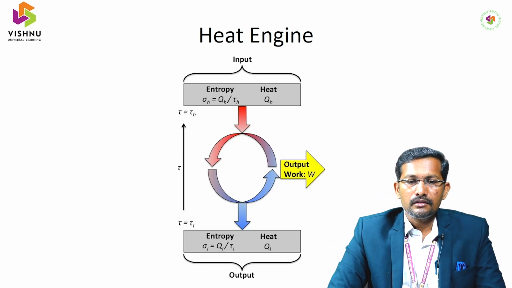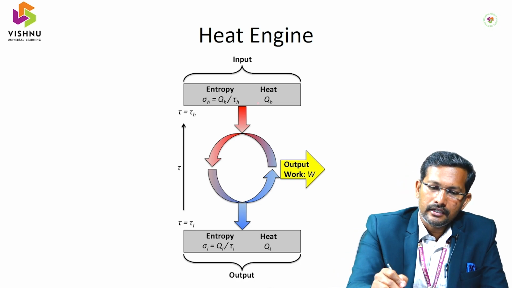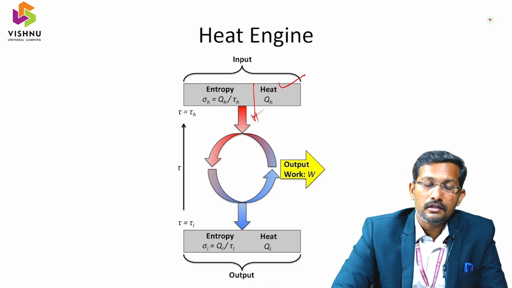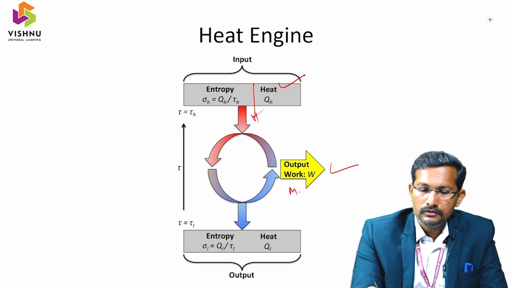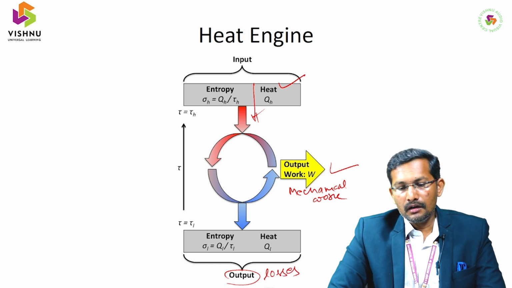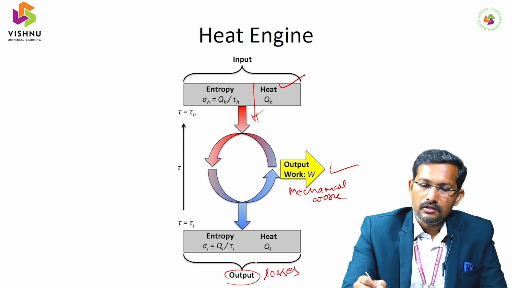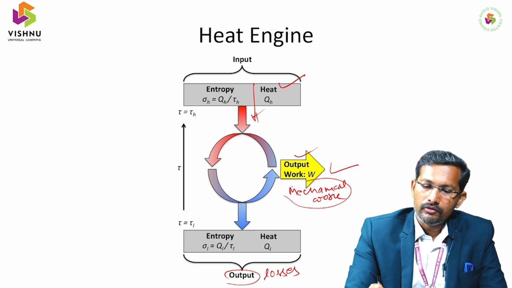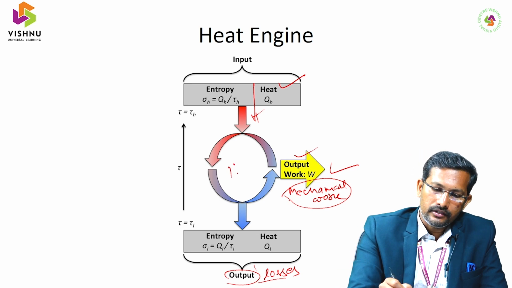Next, heat engine. This is the schematic diagram of a heat engine. For this heat engine, you are giving certain heat input, like heat energy, but it is converting to output as mechanical work. And this is the loss. These are all the losses, heat losses. Here, they have mentioned output. This is the output. Actually, this is correct. Mechanical work you are getting, and these are the losses. Like this is the heat engine.